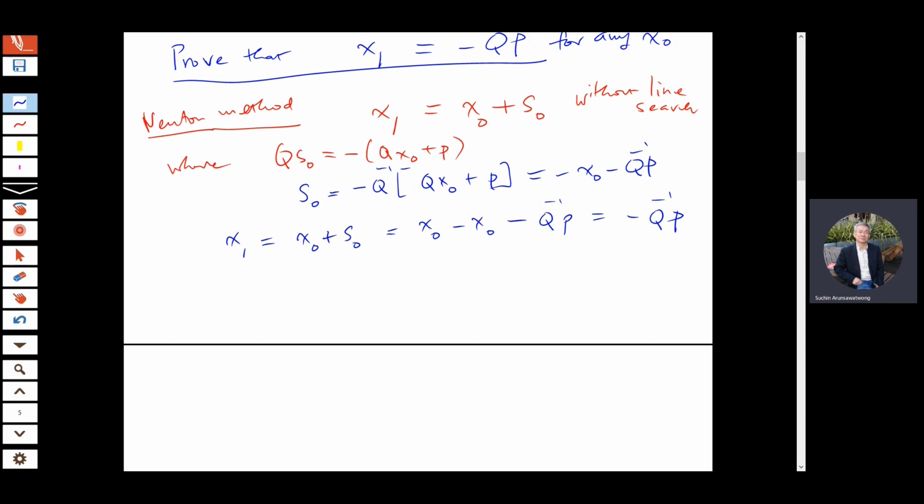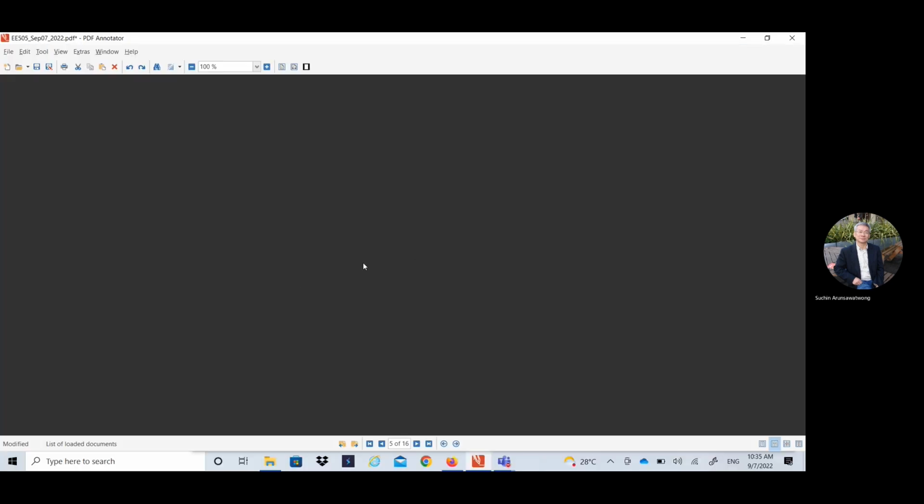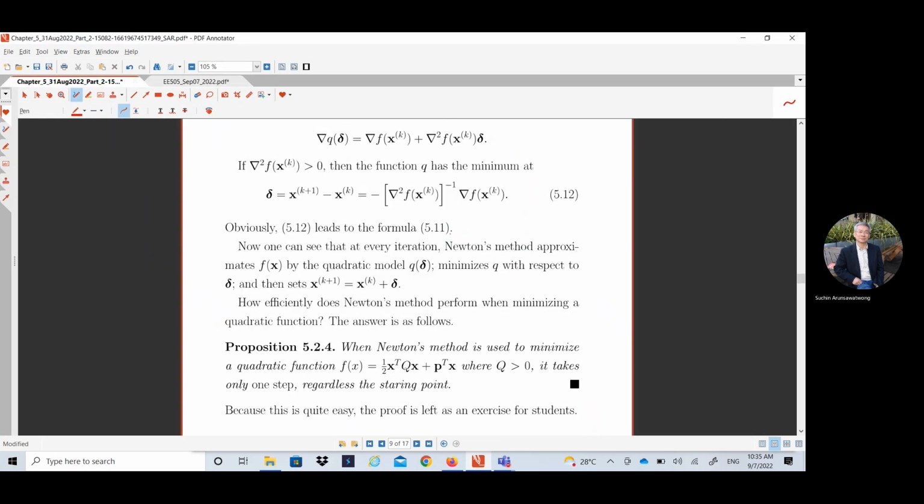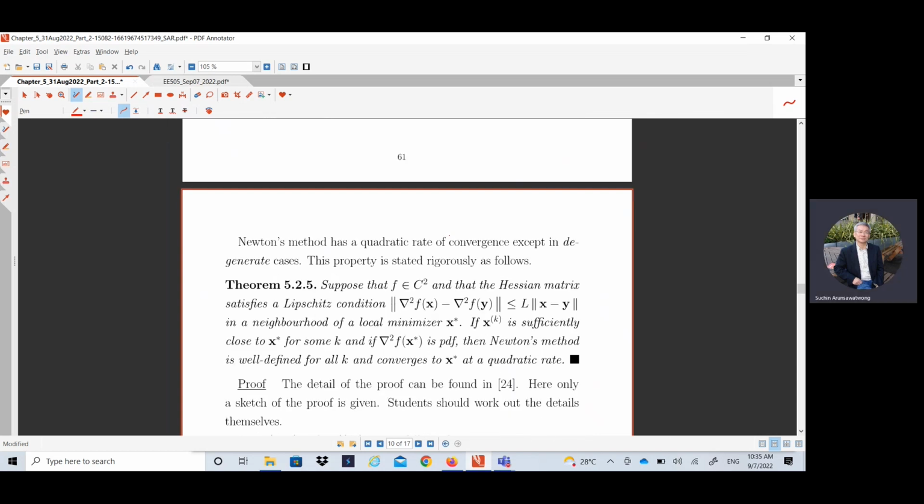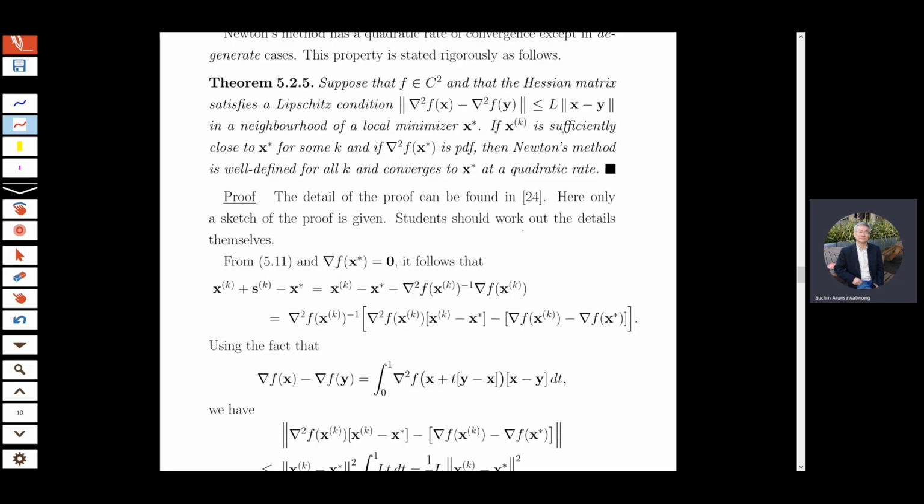So now you can see if we implement the unmodified Newton's iteration, right? It reaches the minimum within one step. And next we will prove this. This is the result when we apply Newton's method without line search.